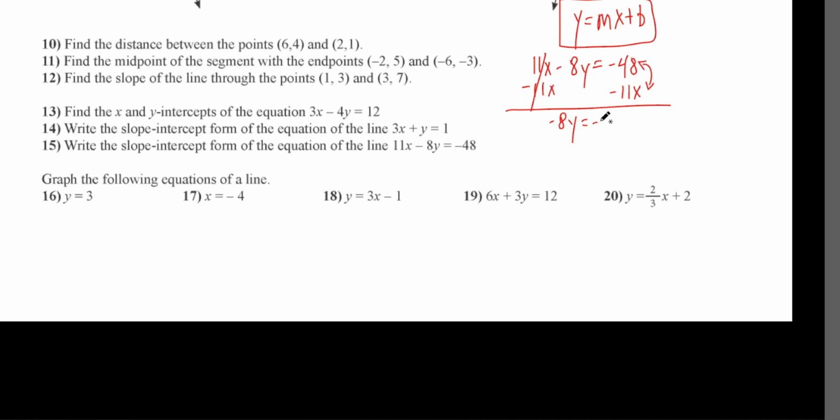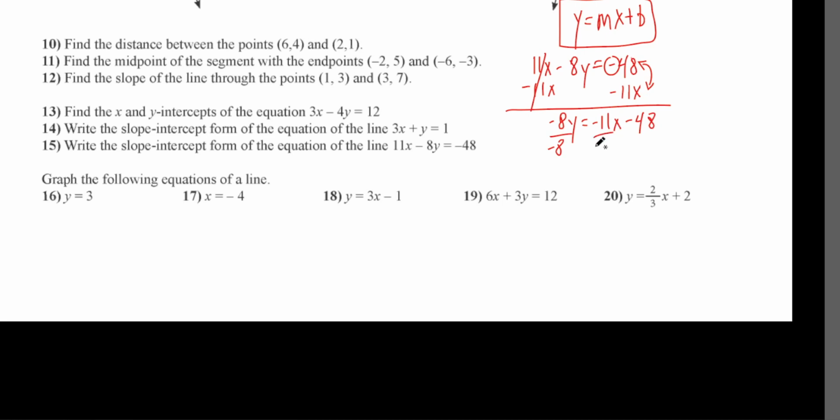Switch the order. So I put negative 11x. What? It's not plus. What is it? It's a negative 48. So I got to put minus 48. The only reason I put pluses before is because it was a positive number. This one's negative, so I put a minus. One step left.